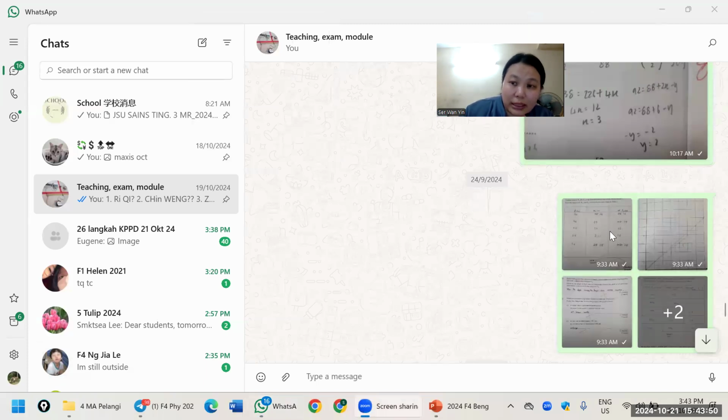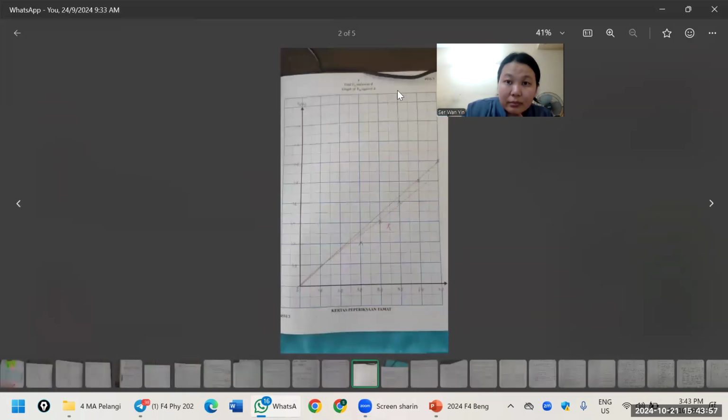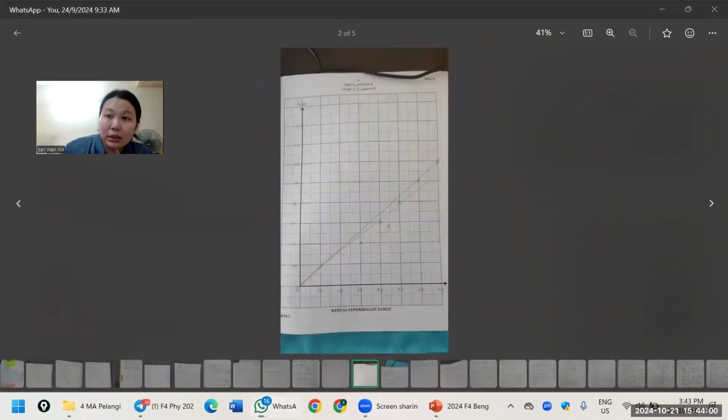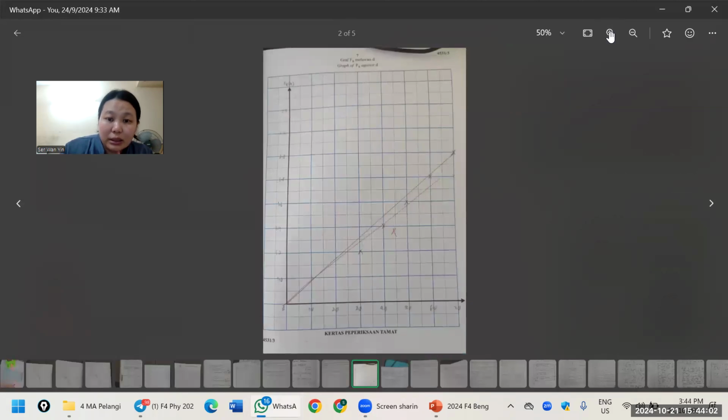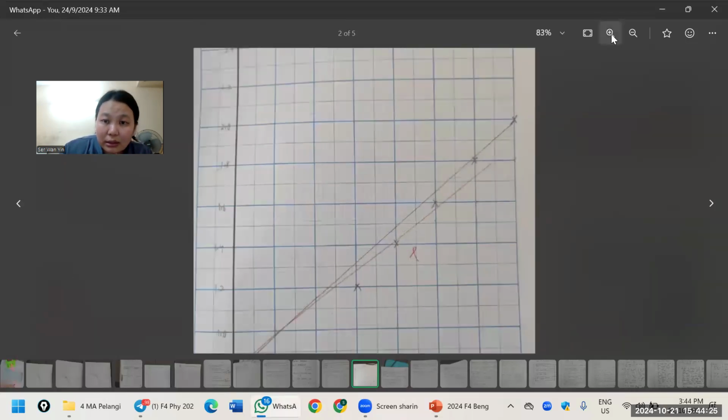Yeah, I'll upload, I'll post it. Here. So this is your senior's graph. Can you see? Graph of FB against D. Then this graph, you can see 1, 2, 3, 4. The 0 is on top, not balanced. But never mind, we see the gradient.